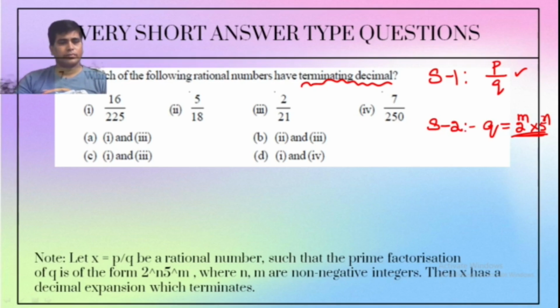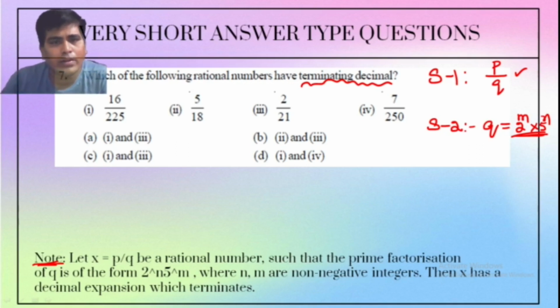If you look at the definition, below that I have given the note. Let x is equal to p by q be a rational number such that the prime factorization of q is of the form 2 to the power of n, 5 to the power of m, where m and n are non-negative integers, then x has a decimal expansion which terminates. Simple. If you write the denominator in the form of 2 power m into 5 power n, only 2 and 5, not other than that, it is a terminating decimal.